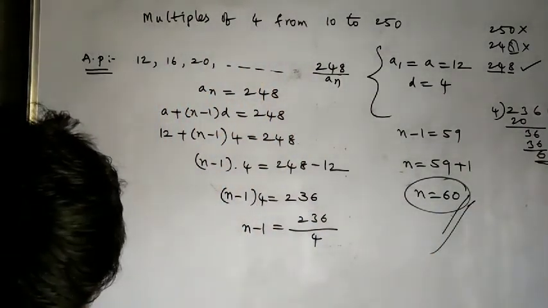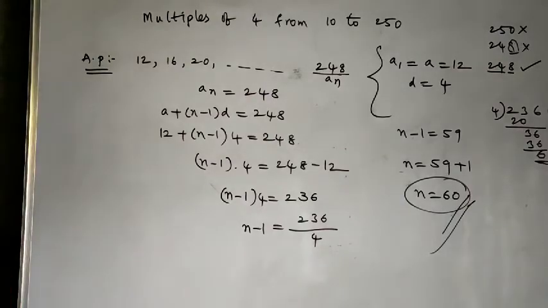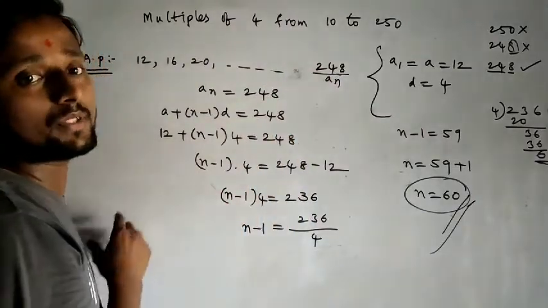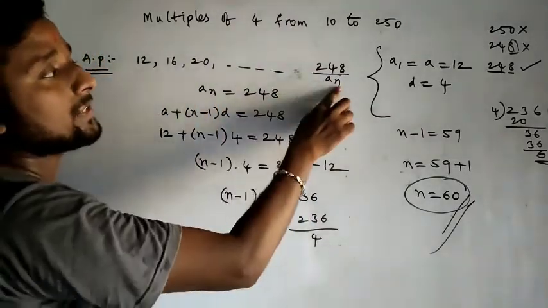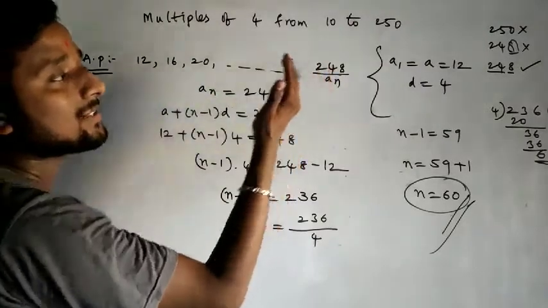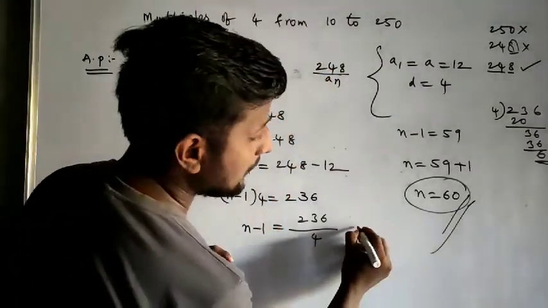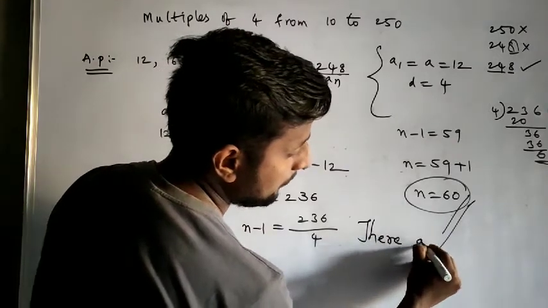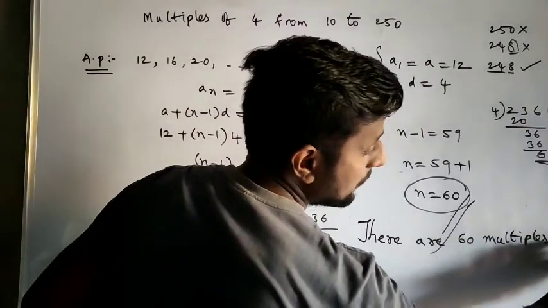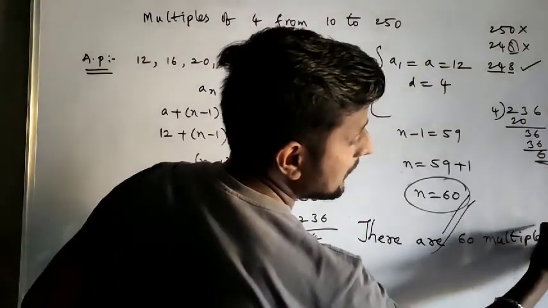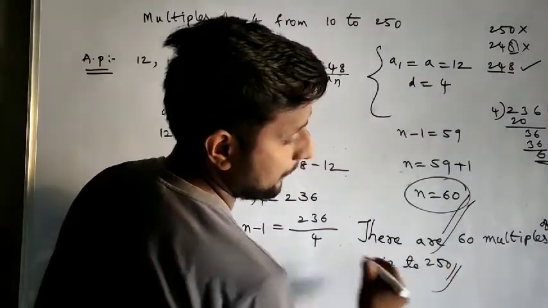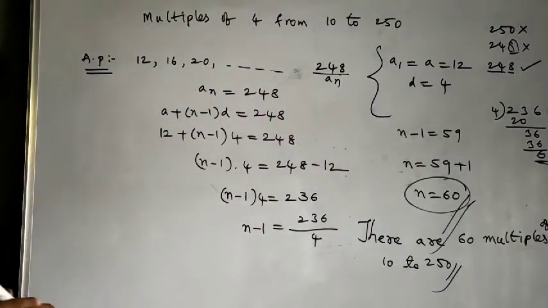What is the question then? The question is how many multiples are there? So I can say that 248 is the 60th term, A60, the term 60 is 248. So from here, if you start counting, the last count is 60. So simply I can write here, there are 60 multiples of 4 from 10 to 250.